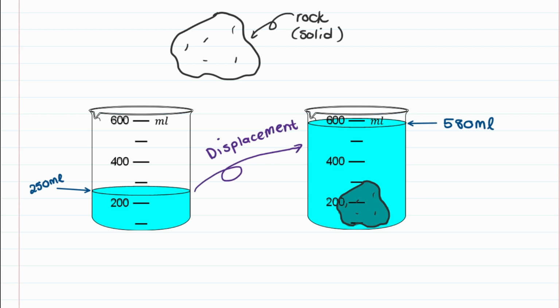We can subtract these two numbers to calculate the volume of the rock. So we would say 580 minus 250 equals 330. And I'm going to say 330 centimeters cubed since the rock is a solid and should be left with this unit of measurement. Okay, that was information overload, so let's recap the lesson with a couple of notes.